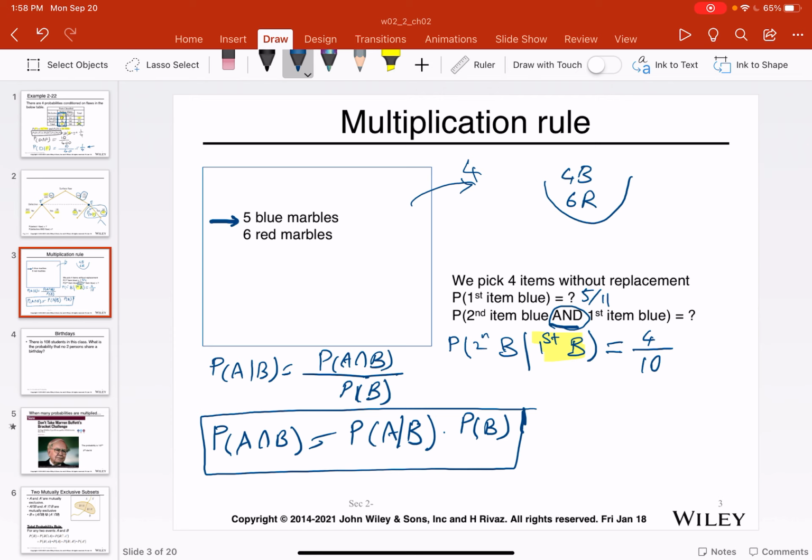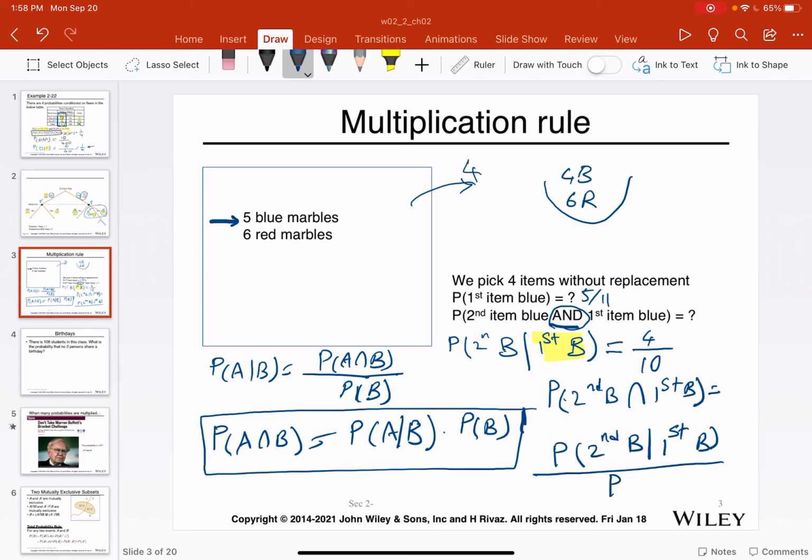So I'm going to say probability of second item blue and first blue is going to be equal to probability of second blue given first is blue divided by probability of first is blue.